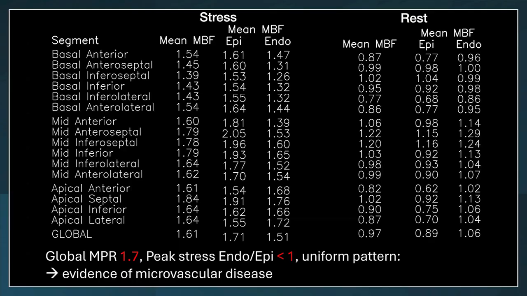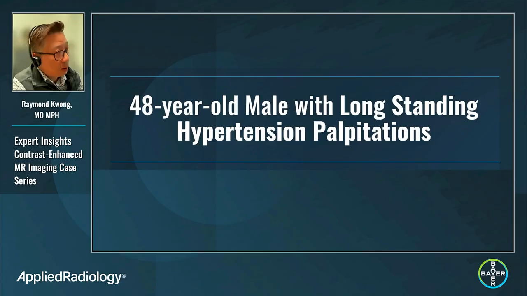These findings in combination suggest that there is a uniform pattern of hypoperfusion at the endocardial level, suggesting evidence of microvascular coronary disease. With the high resolution of cardiac MRI, one can achieve quantitative evidence, such as the case that I am showing you here. The next case is a 48-year-old man with long-standing hypertension, similar to the last case.